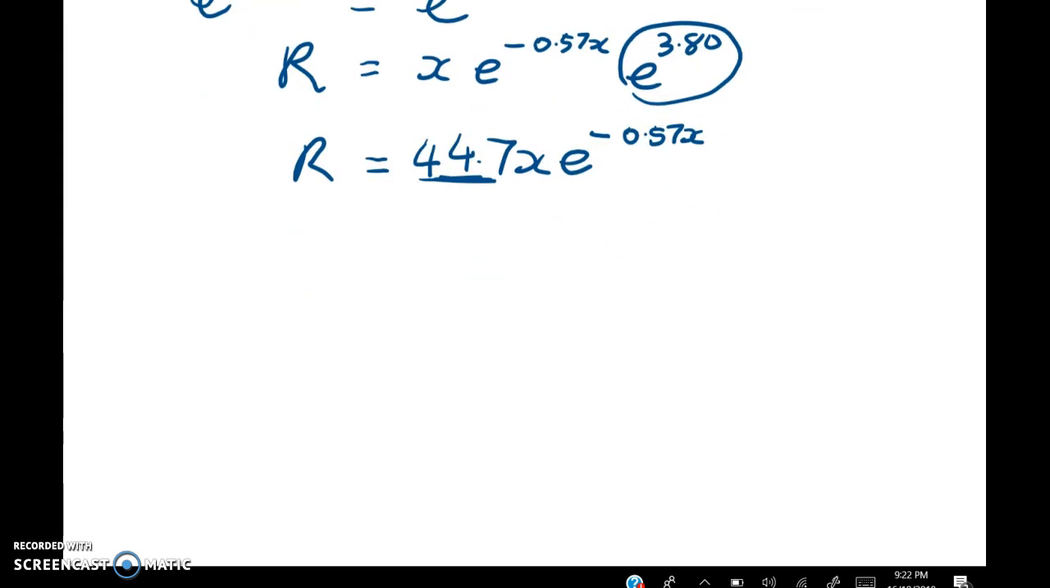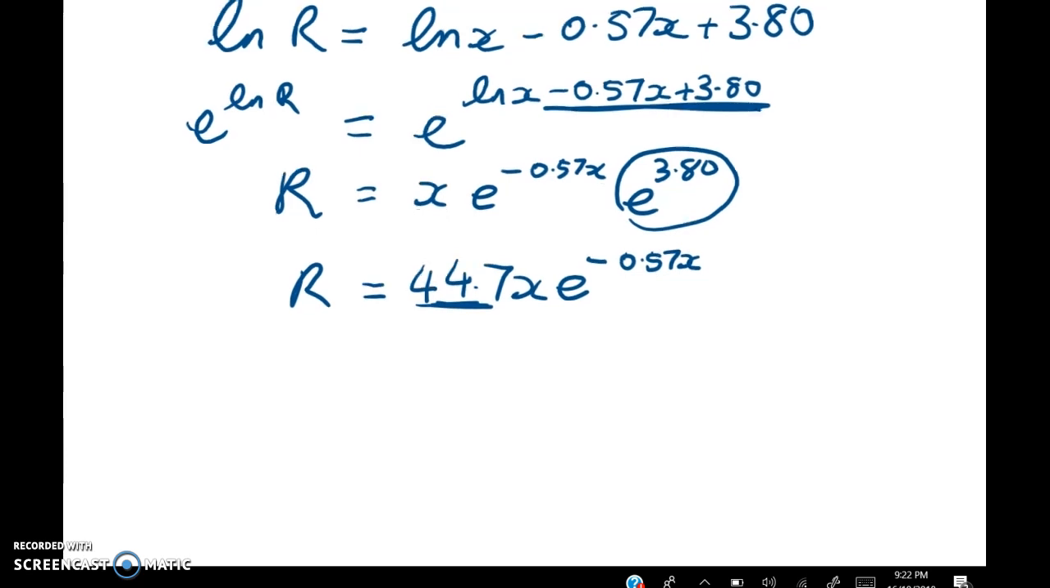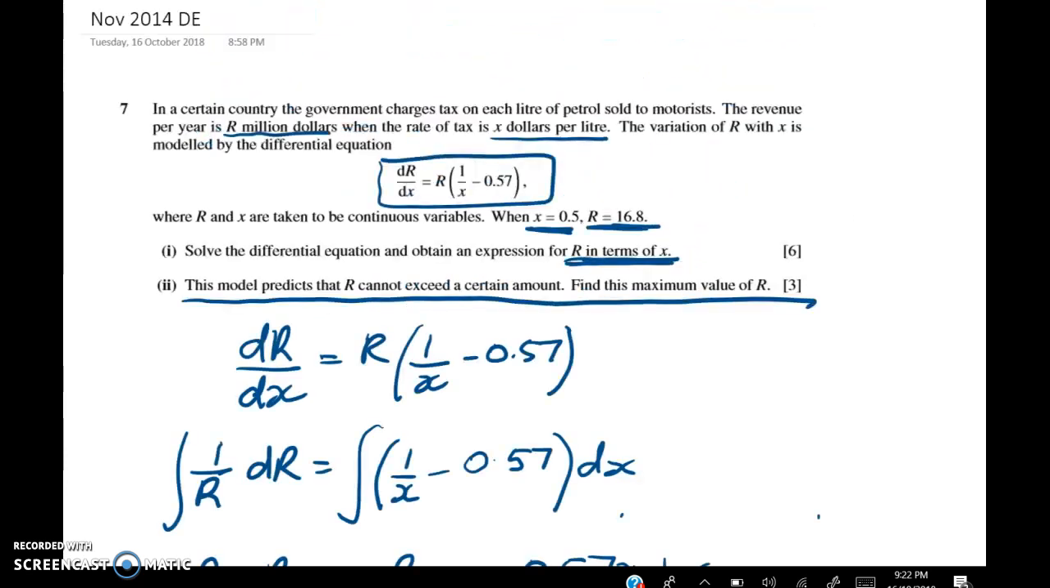Now, that's the first part of the question, which I think was 6 marks. The next thing we're asked to do is to look at the limiting value of that. So I'm going to go back to the question now. Okay, so this model predicts that R can't exceed a certain amount. Find the maximum value of R. So just taking it slowly, we know that for a maximum, the derivative must equal 0. So what I'm going to do is to solve this equation for when it's equal to 0.